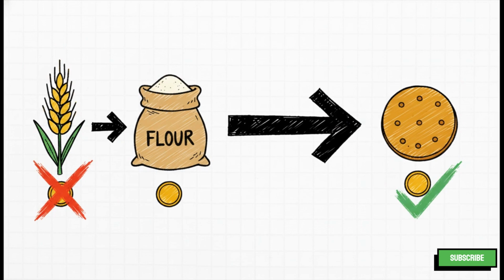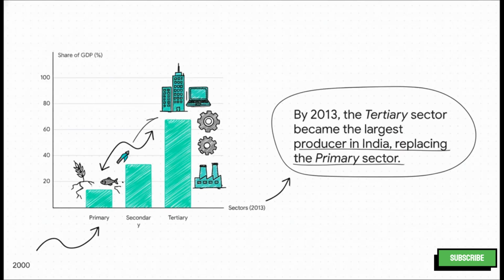See, imagine a farmer sells wheat to a flour mill. The mill then sells flour to a biscuit company. If we counted the value of the wheat, then the flour, and then the biscuit, we'd actually be counting the value of that original wheat 3 times over. That's called double counting, and it's a big no-no. So to avoid that mess, we only count the value of the final product, the biscuit that you, the consumer, actually buy.